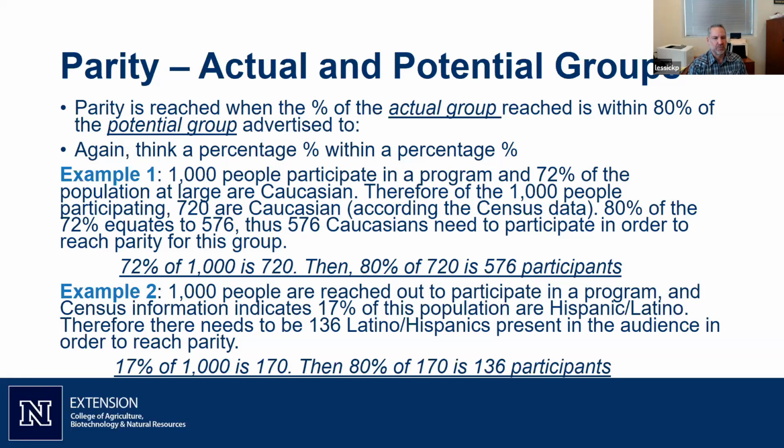And we'll take another example. Say 1,000 people you reach, and 17% of this population is Hispanic or Latino. Therefore, if you reach 136 Latinos in this population, then you reach parity, you reach 80%.